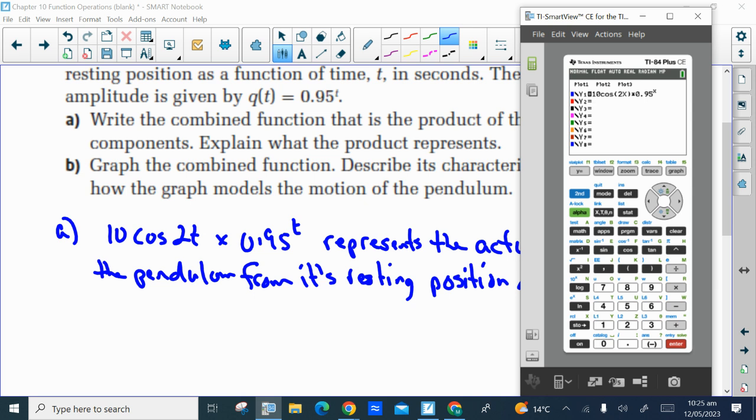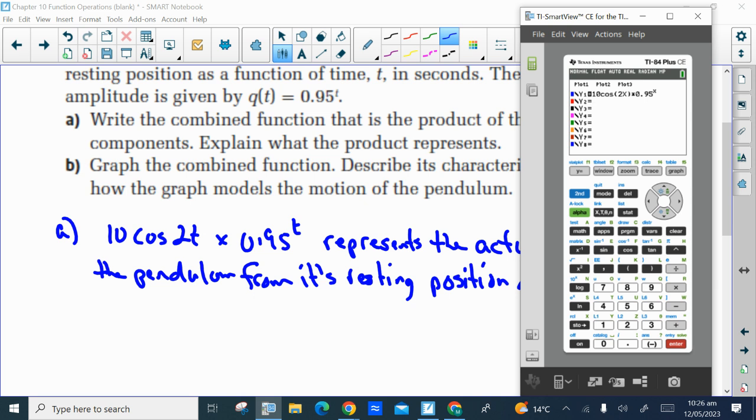Now, when we look at the graph of 10 cos 2x, that's the graph of cos x with an amplitude of 10. So it's going to go up to 10 and down to negative 10. The 2x part means that it's going to be horizontally stretched by a factor of a half, right? So instead of having a period of 2 pi radians, the period of one cycle will be pi radians. That's what that graph will look like.